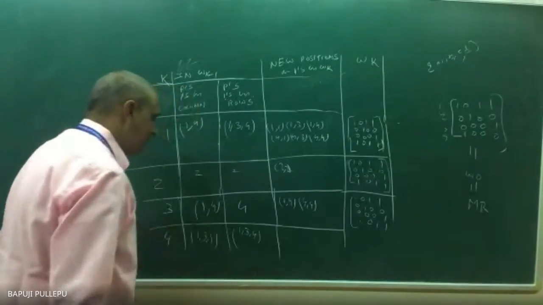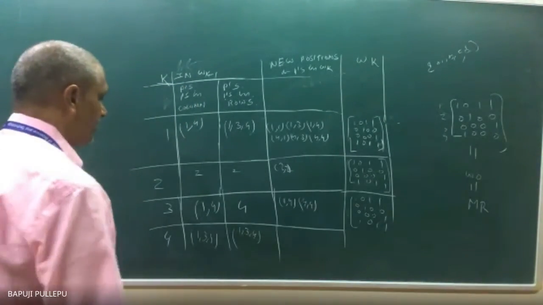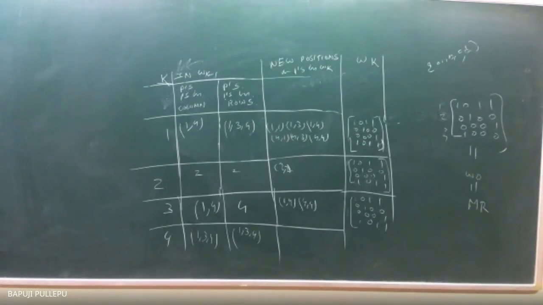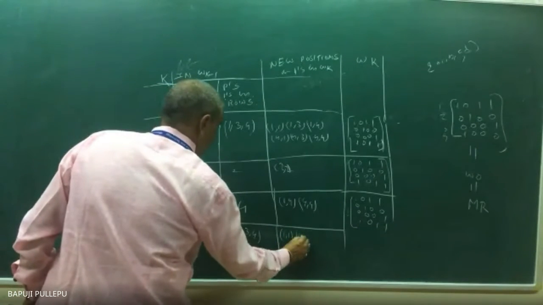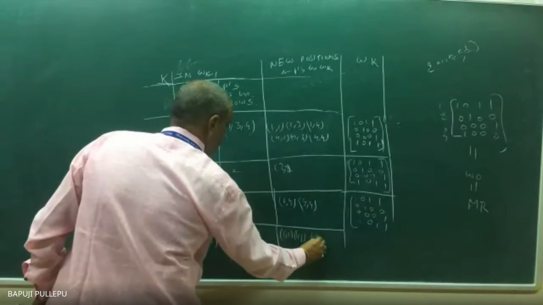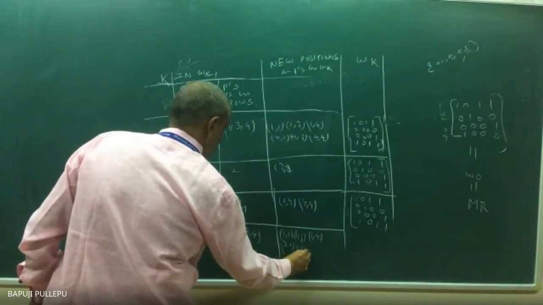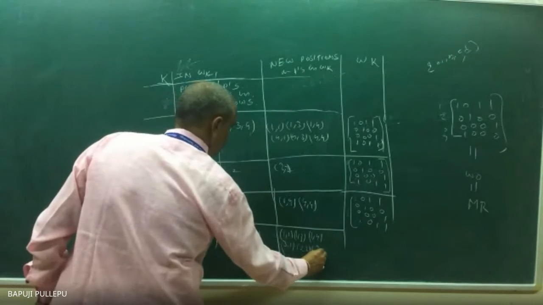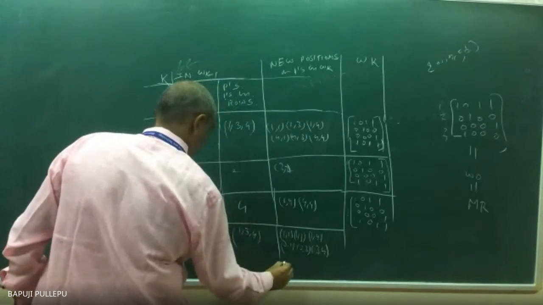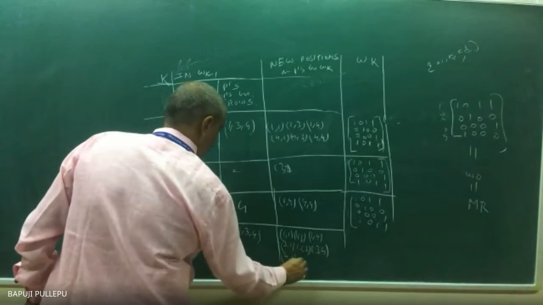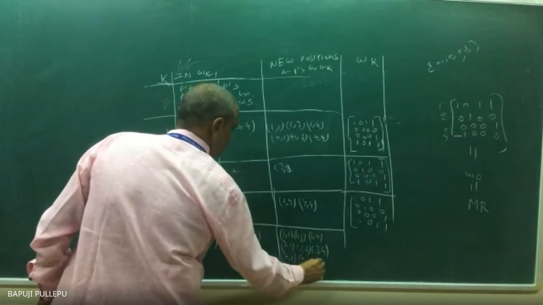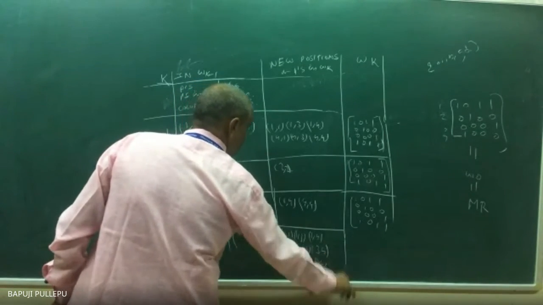Now frame the relation: 1 1, 1 3, 1 4, 3 1, 3 3, 3 4, 4 1, 4 3, 4 4. Correct? Come on. Yes, sir. 1 1, 1 3, 1 4; 3 1, 3 3, 3 4; 4 1, 4 3, 4 4.